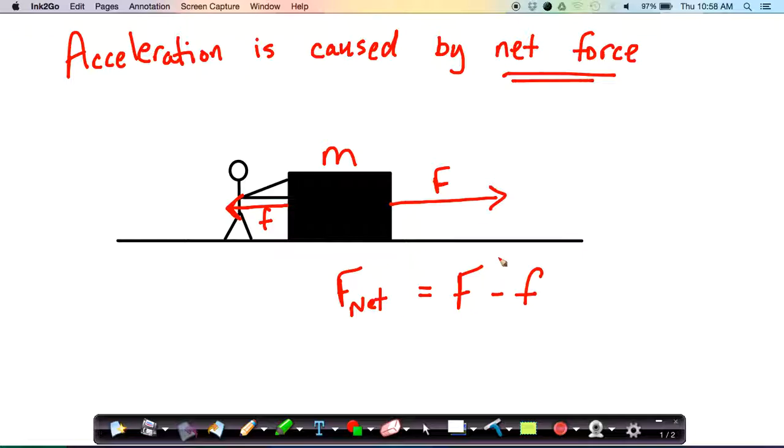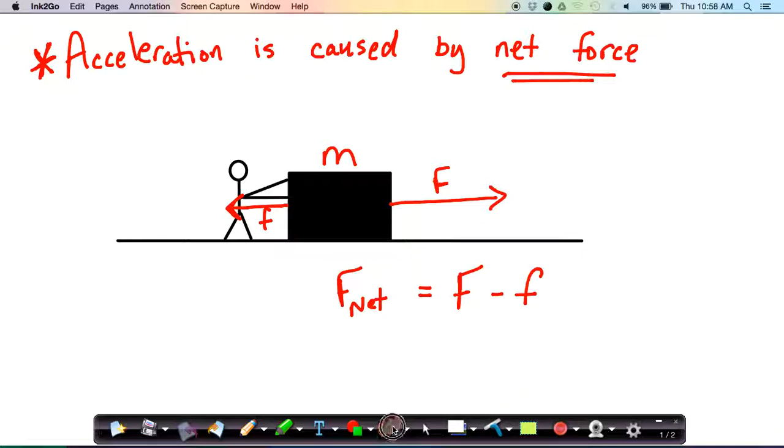So this is the first point that we need to consider. The first thing that we need to consider here in our discussion today is that acceleration is caused by net force. There must be a net force acting on an object in order for that object to change its state of motion, or in other words, to accelerate. Now, we look at how acceleration depends on net force.